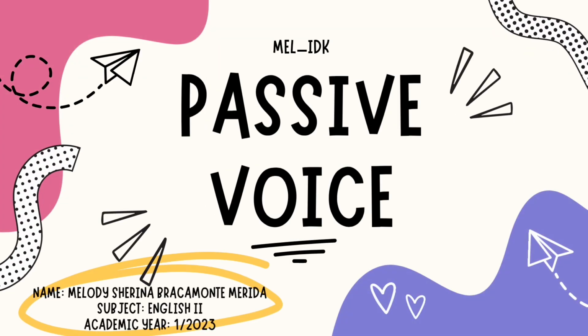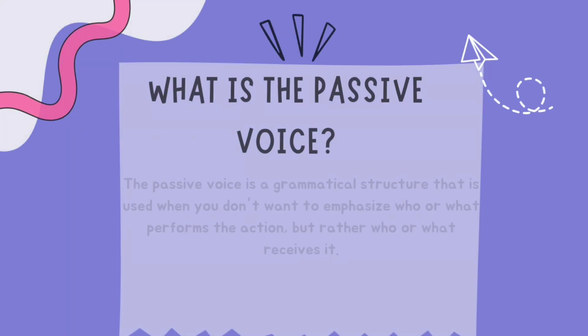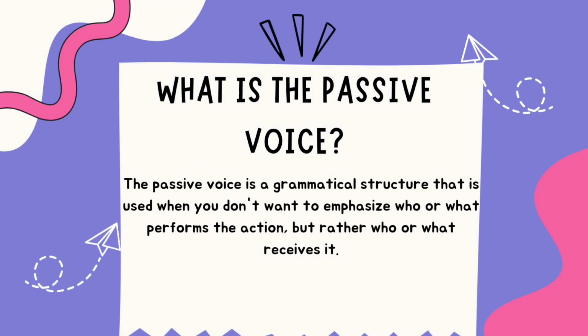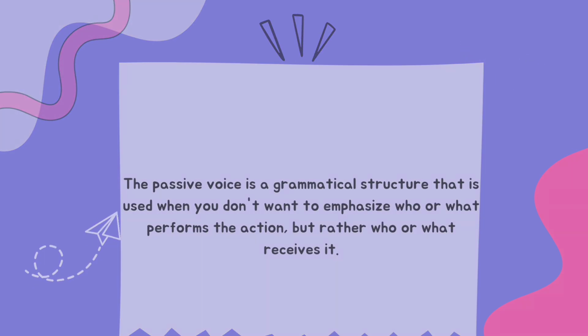The topic for today's video is passive voice. So today we will learn the functions and the structures of the passive voice, and we will see many examples of them. So let's start. Passive voice. What is the passive voice? The passive voice is a grammatical structure that is used when you don't want to emphasize who or what performs the action, but rather who or what receives it.